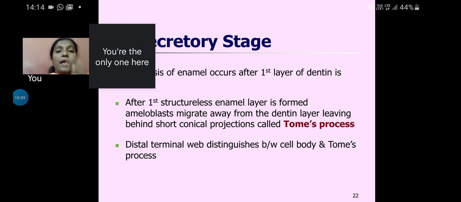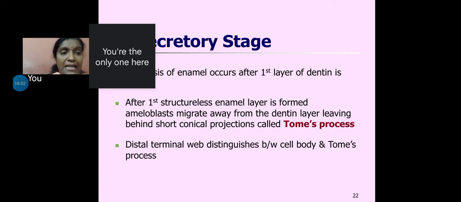So usually you get to see that there is only structureless enamel in these regions. After the first structureless layer of enamel is deposited, the ameloblasts migrate away from the dentin, giving rise to short conical cell extensions which are called Tomes' processes. Now Tomes' process arises, and from here onwards you get to see the shape of enamel as enamel rods. The distal terminal web is the one that will distinguish between the cell body and Tomes' process.